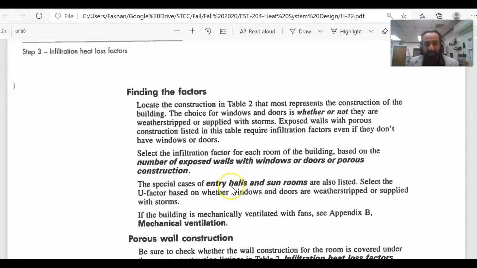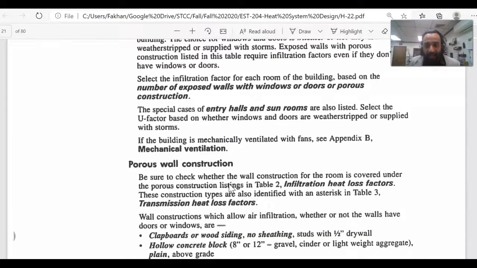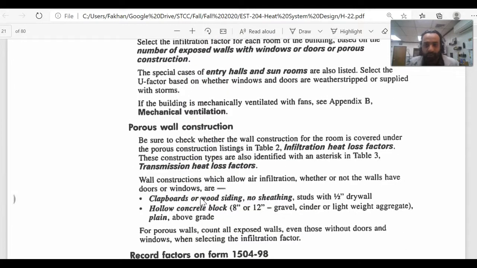Again, the factor is the number of complete exchanges of the volume per hour, and you find that from table 2. And let's look at this, finding the factors. Look at this information on porous wall construction. Be sure to check whether the wall construction for the room is covered under the porous construction listing in table 2, infiltration heat loss factor.